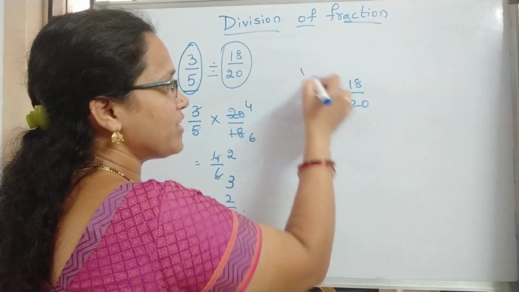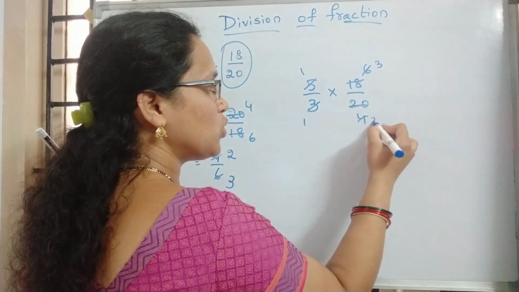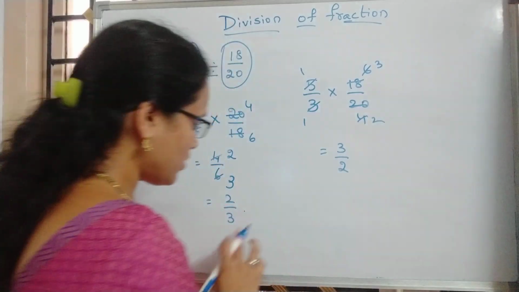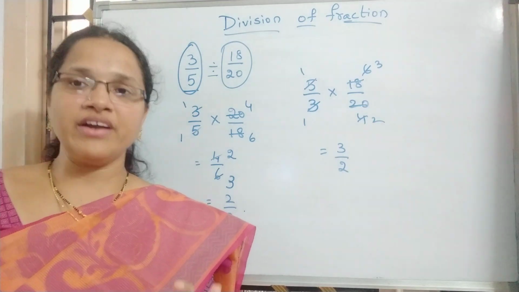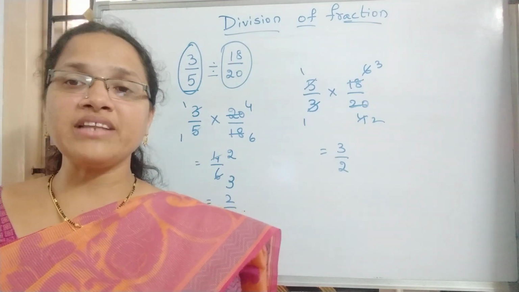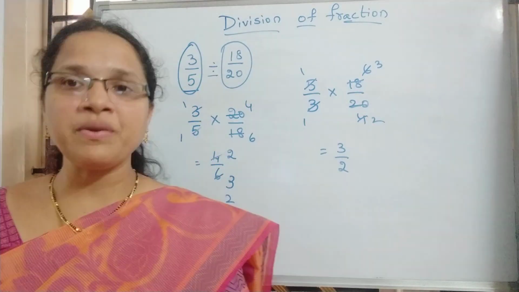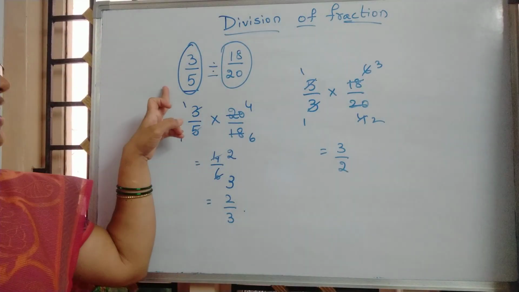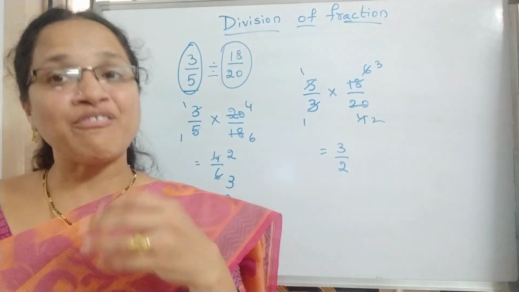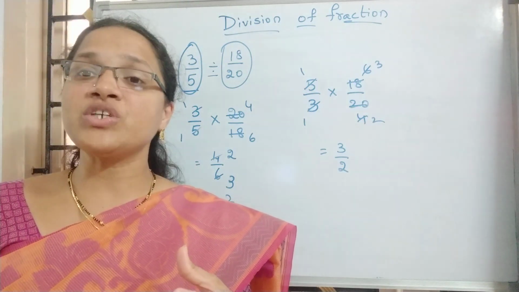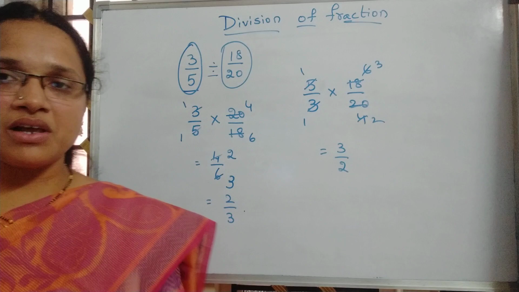See, 5 ones are 5, 5 fours are 20, 3 ones are 3, 3 sixes are 18, and 2 threes are 6, 2 twos are 4. So here the answer is 3 by 2. Is the answer the same, children? No. So in order to avoid confusion and get the same answer for everyone, there is a method that the first fraction should not be converted into its reciprocal. The first fraction is written as it is, and as you change the symbol of the arithmetic operation, the fraction after the symbol is the one for which you write the reciprocal. That gives the same answer for everyone.